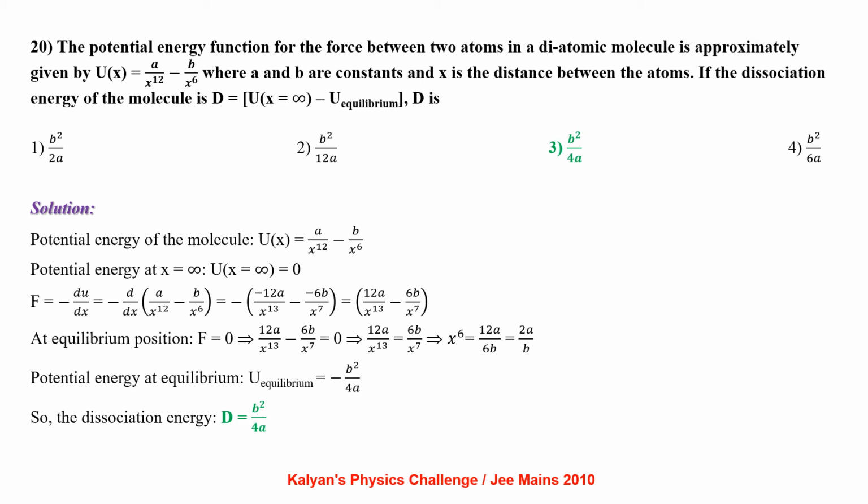At equilibrium, the resultant force is 0. So 0 equal to 12A by x power 13 minus 6B by x power 7, corresponding to which we get x power 6 equal to 2A by B. Now potential energy at equilibrium position we obtain by substituting the value of x power 6 equal to 2A by B. That comes out to be minus B square by 4A. So put these two values in dissociation energy formula, we get capital D equal to B square by 4A.